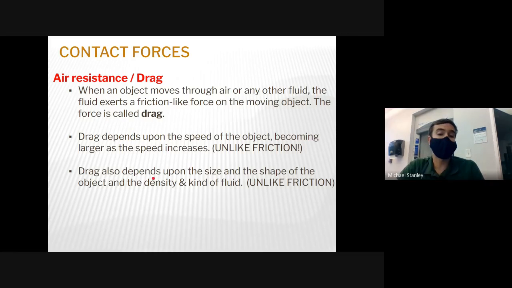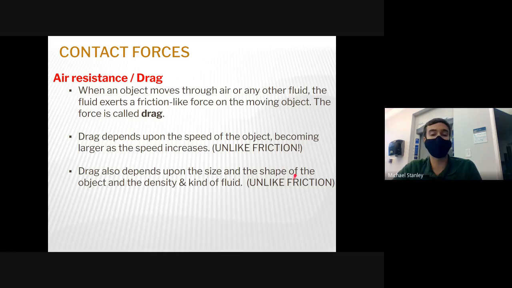Drag also depends on the size of the object, the shape of the object, the kind of fluid that you're going through, the density of that fluid. Again, unlike friction, which just has to do with what surface is touching what surface, that will tell you the friction. Drag has all these extra little types of measurements thrown in there. So again, if you're moving through water, it's a little bit easier to move through than if you had to run through like mud or sand or something really, really thick. That's going to cause a lot more drag.